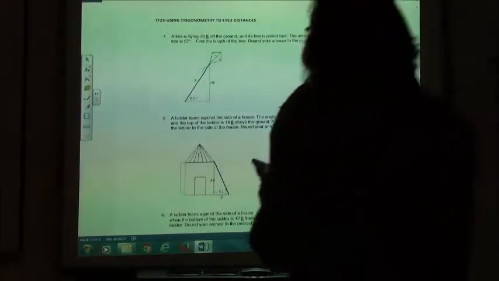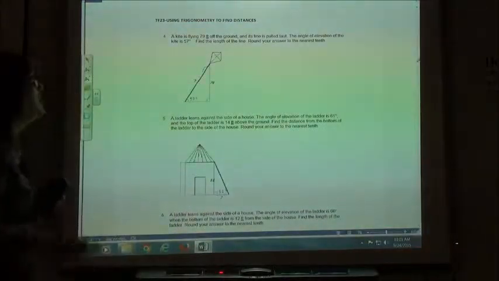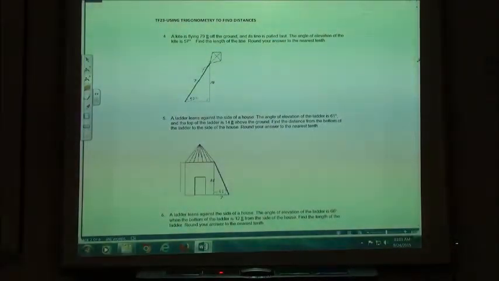Problems 4, 5, and 6 are using trigonometry to find distances. In fact, these are going to be just like the previous problems, but now they're putting it into an application problem to see how I apply what we just learned up there.